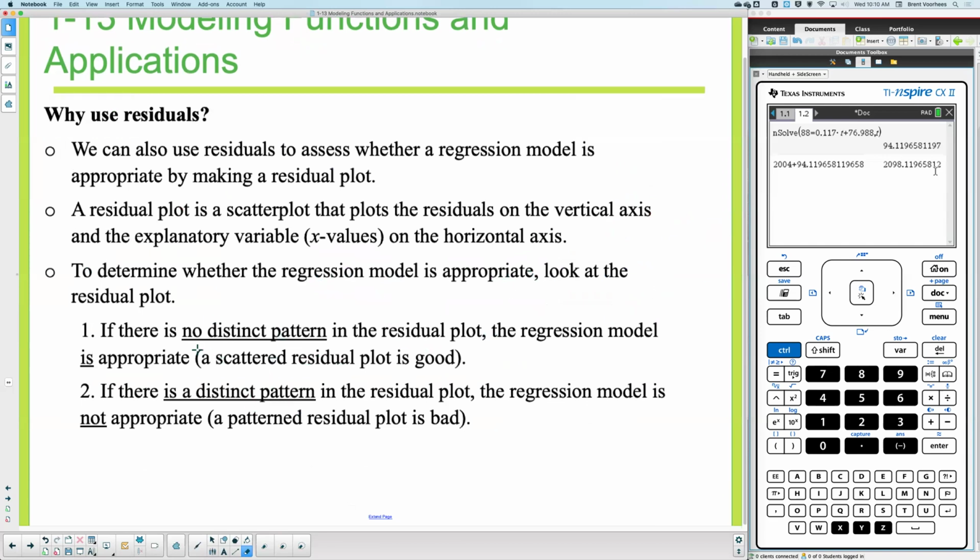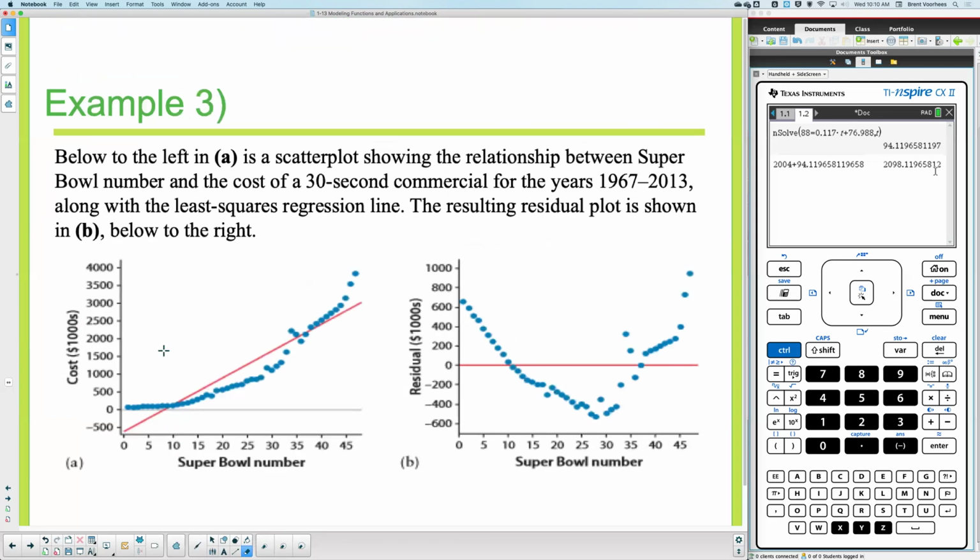To determine whether a regression model is appropriate, you look for the patterns. That's what I was telling you here. If there is no pattern, the regression model is appropriate. If there is a distinct pattern, the regression model is not appropriate. So you don't want a pattern on a regression. Do you want a pattern or do you not want a pattern? You do not want a pattern. That's very important you know that. Okay, so let me show you some.